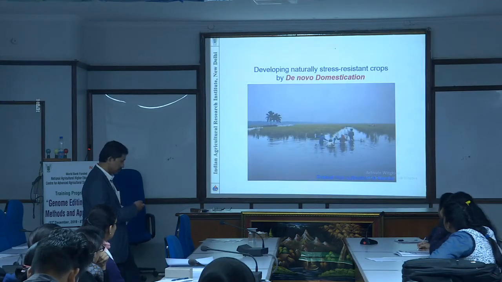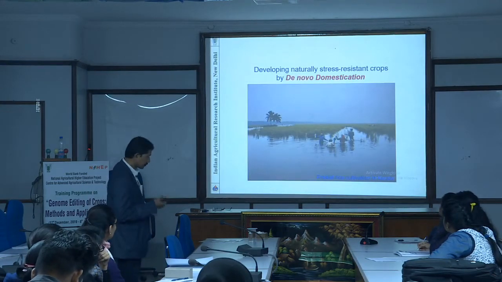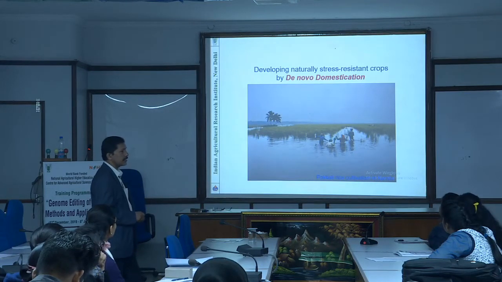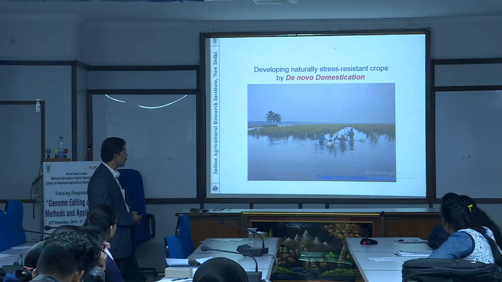So these mutants are at different stages. These are the different approaches. Either you take an elite genotype and mutate some of the genes for stress tolerance, and then see if you can produce a stress tolerant plant.